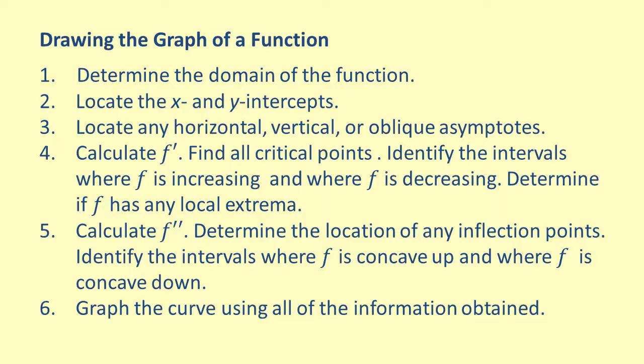Next, determine the locations of any asymptotes. Determine if there are horizontal asymptotes by finding the limits of f as x approaches positive and negative infinity. If either limit is equal to a constant L, then a horizontal asymptote is located at y equals L. If the limit approaches positive or negative infinity, then check to see if any oblique asymptotes exist.